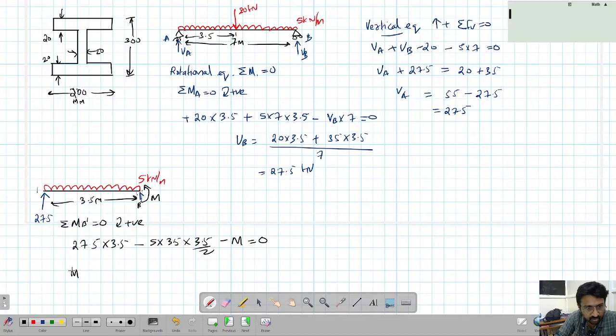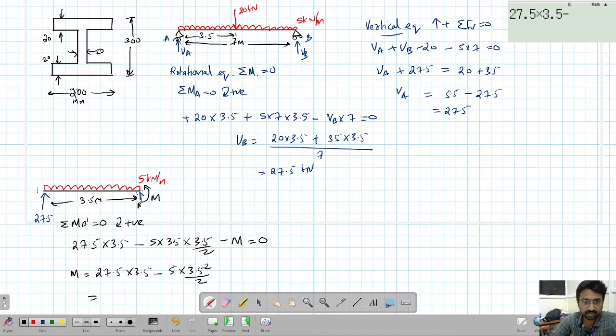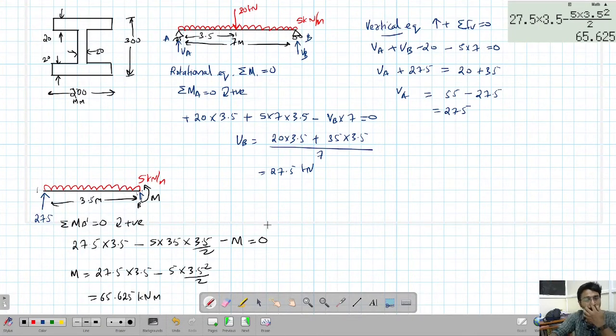So that means M equals 27.5 times 3.5 minus 5 into 3.5 square by 2. Now what is this value? This comes out to be 27.5 times 3.5 minus 5 times 3.5 square divided by 2. So this gives me 65.625 kN. Now there is another way of doing it.